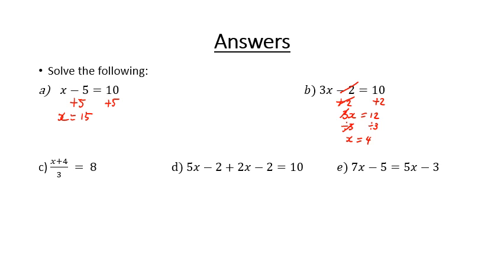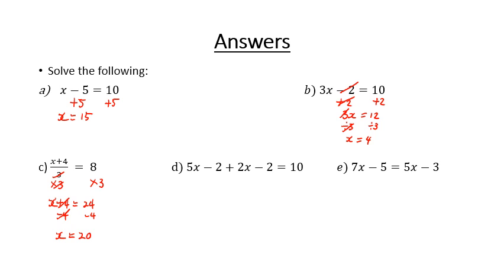Now, third question, I want to times by 3 first. That will get rid of our denominator. X plus 4 equals 24. Then I'm going to take 4 from both sides. X therefore will equal 20.